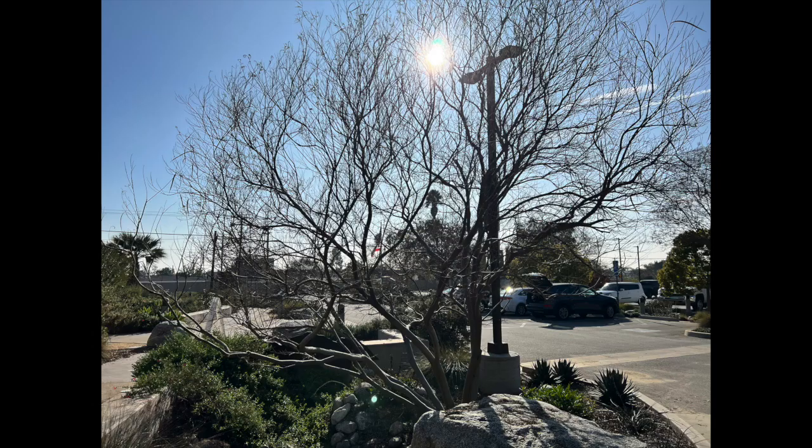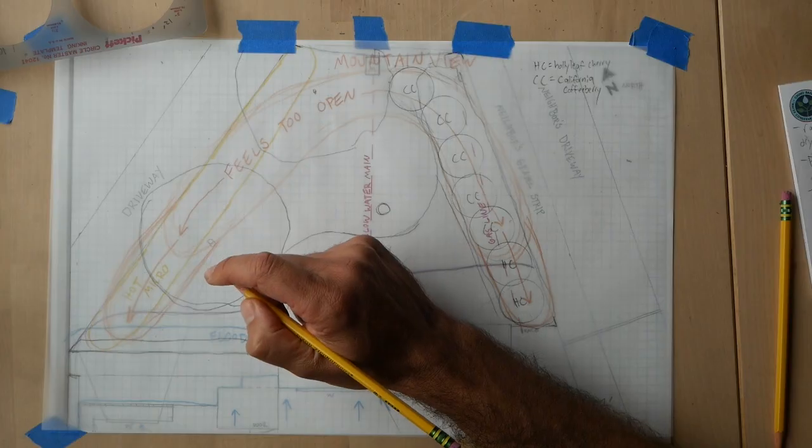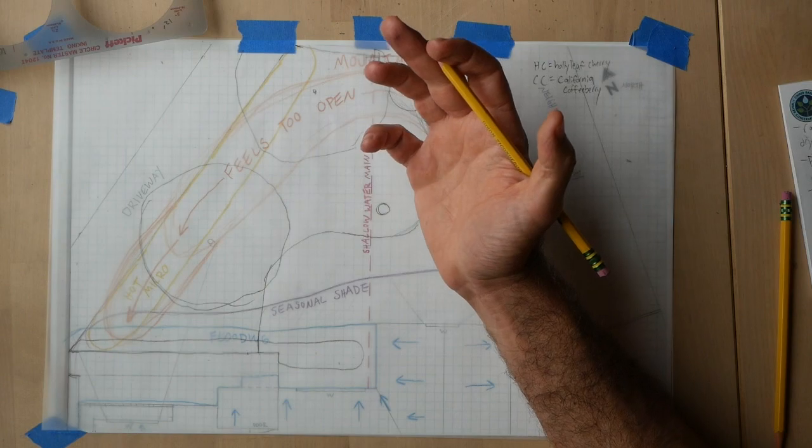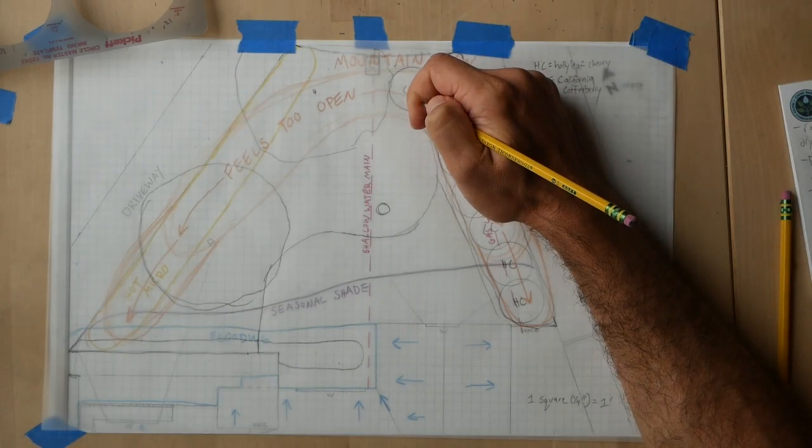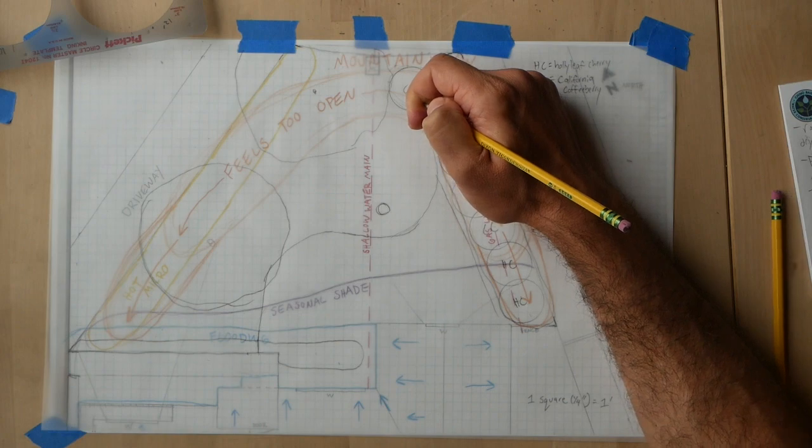Western redbud and desert willow are both deciduous trees, so they will lose their leaves in the winter and have a more open form in the winter. Toyon is an evergreen tree, or evergreen large shrub. These are all really large shrubs that can be pruned up into trees, and so Toyon will keep its leaves year-round. They're all great habitat plants. They're all kind of compatible.